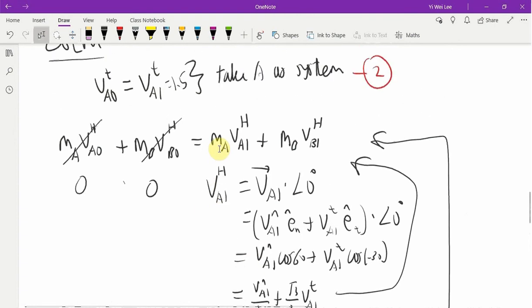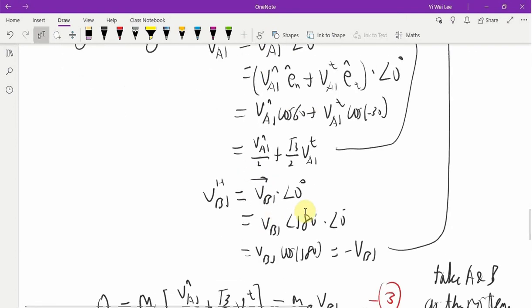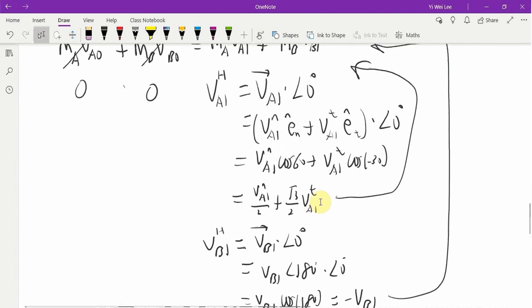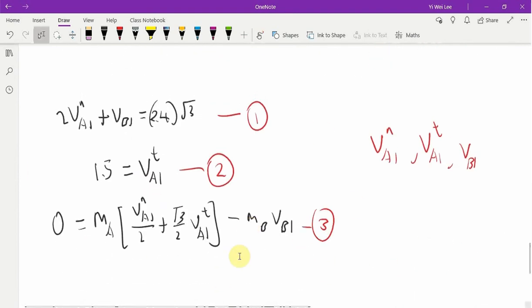And the second equation was formed by taking both A and B as the system. When we take both A and B as the system, we need to understand that the vertical momentum is not conserved, but the horizontal momentum is conserved. When the horizontal momentum is conserved, we can say with confidence that we can equate the horizontal momentum together. And we have to know the VA1H and VB1H, which is the horizontal velocity of A after collision and horizontal velocity of B after collision respectively, which can be found by dot producting the velocity of A after collision with 0 degrees and the velocity of B after collision with 0 degrees. Represent everything in terms of VB1 and VA1T and VA1N. Lay out the equations, lay out the two equations, do simultaneous equations, get the answer.